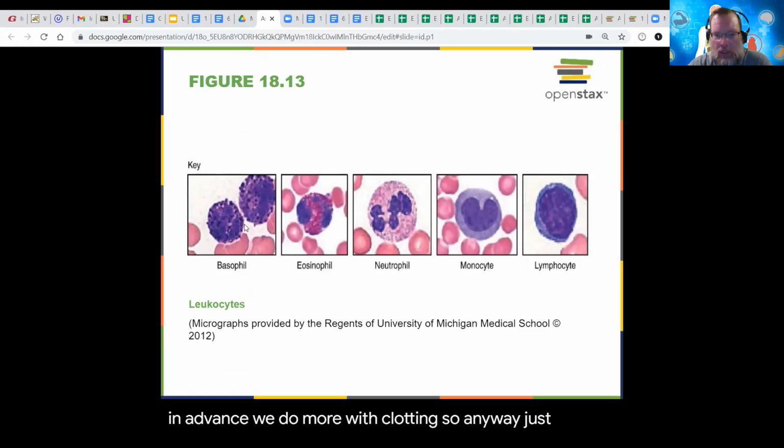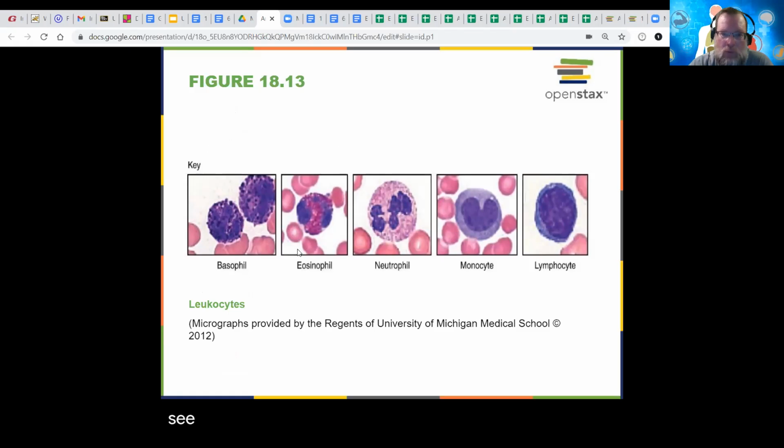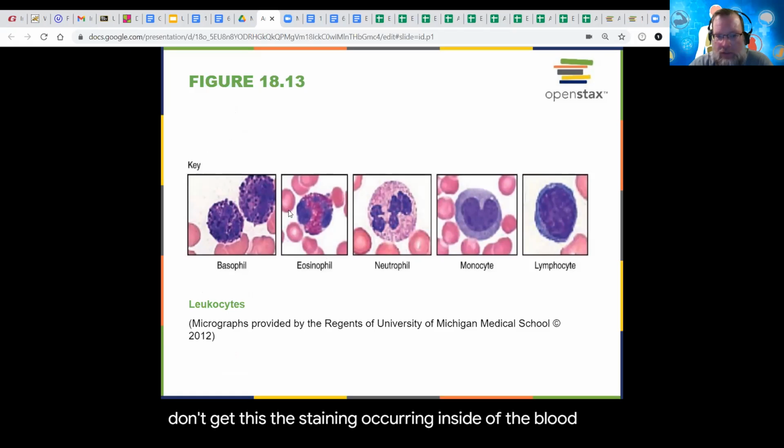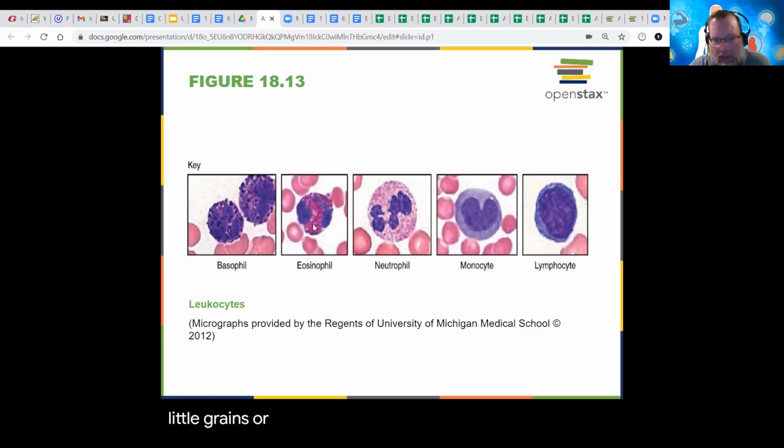So anyway, just throwing in, these are actual blood smears. So you can see red blood cells, these nice pink. There's no nucleus, so we don't get the staining occurring inside of the red blood cells. And then notice all of these other items are a little bit larger than the red blood cells, but they also stain. So we know these are going to be white blood cells. Now, again, what type of white blood cell is it? Well, first of all, we see this has a lot of little grains or specks, and it's bright pink. And that's an indicator of an eosinophil.